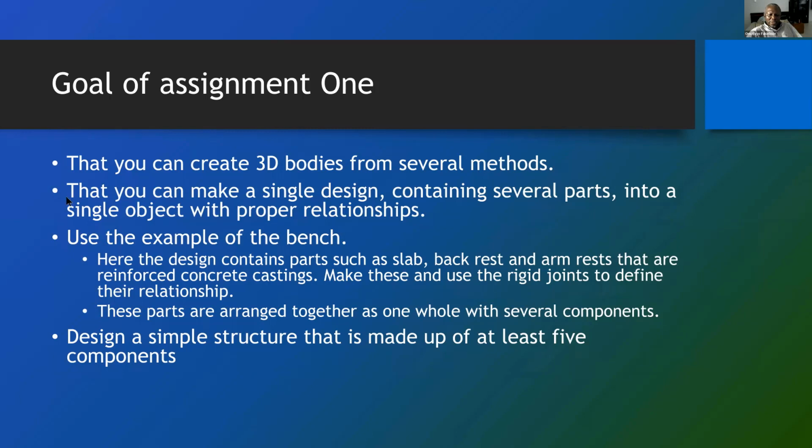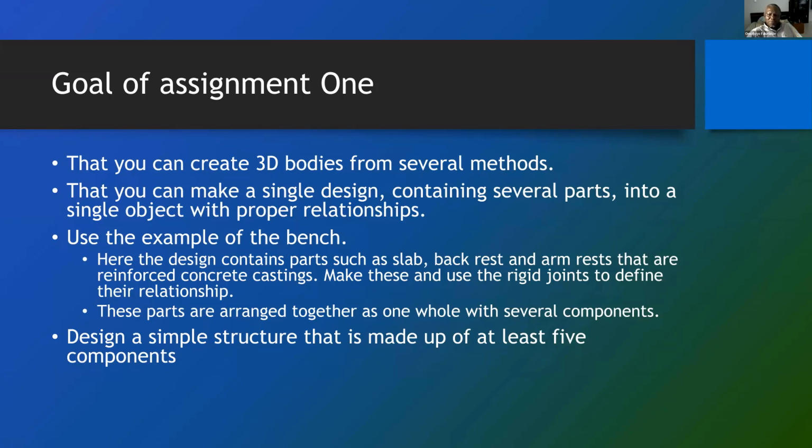What we are to do in assignment 1 is to design a simple structure that is made up of at least 5 components and put them together with a relationship. It doesn't have to be a bench, it can be a table, it can be anything that you have in your environment, or it can be something you are creating on your own. So it is possible for you to have a homework assignment that's your own design from scratch. So that is something you can do.